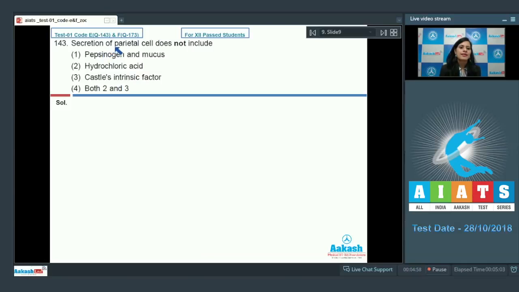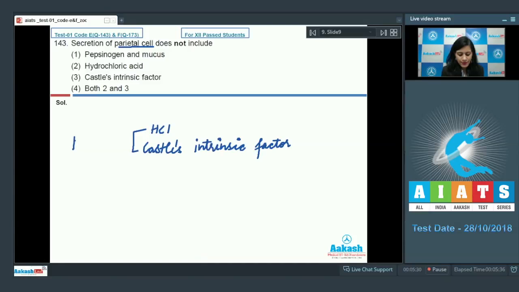Question number 143. Secretion of parietal cell does not include. Now parietal cell secretions includes what? It includes HCl as well as Castle's intrinsic factor. So these two are secreted by parietal cells or oxyntic cells. So option number 2 cannot be a correct answer, and option number 3 cannot be a correct answer.